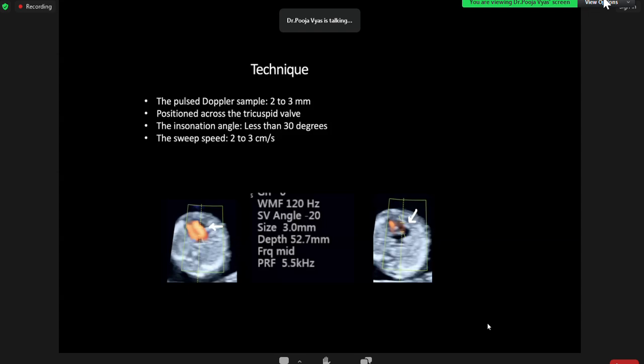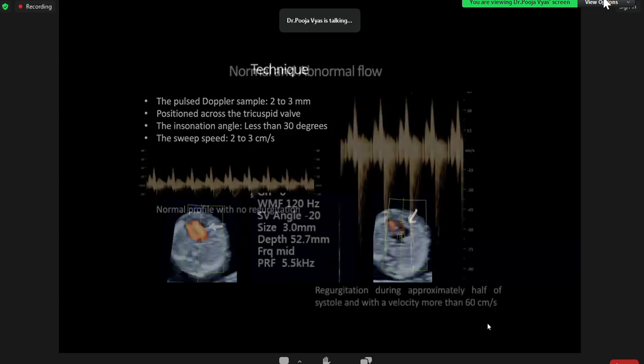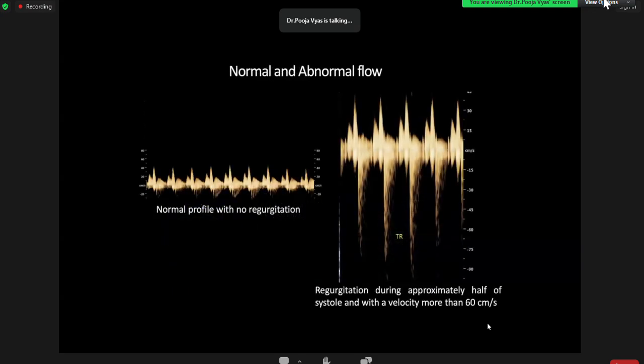We are going to keep the sample gate of 2 to 3 millimeter. This is very important because we need a large sample gate size and we're going to place it across the tricuspid valve. And the sweep speed will be 2 to 3 centimeters per second. And here angle correction has to be done. It is very important, because we are going to look at the velocity of the regurgitant flow. If the velocity is more than 60 centimeters per second, it is tricuspid regurgitation.